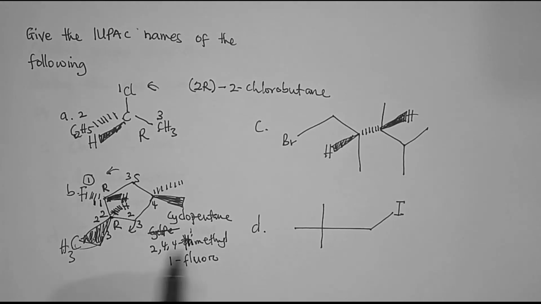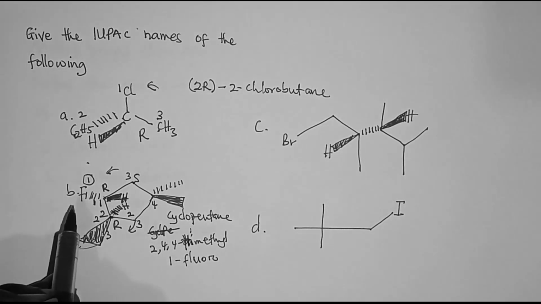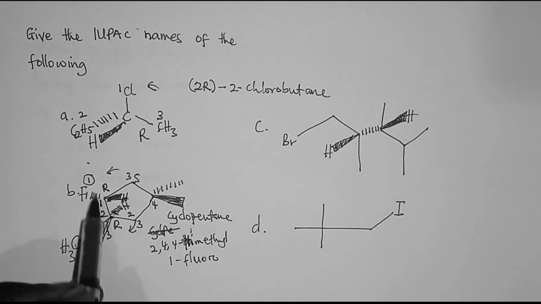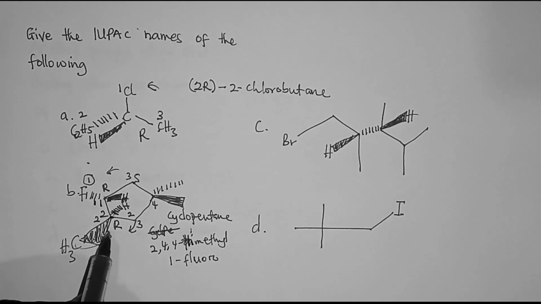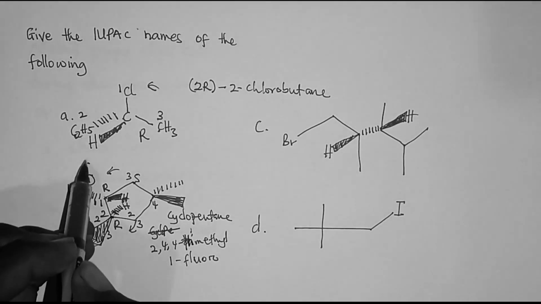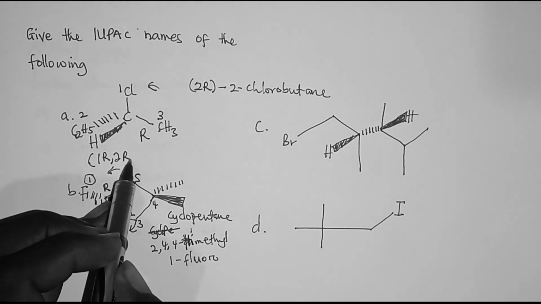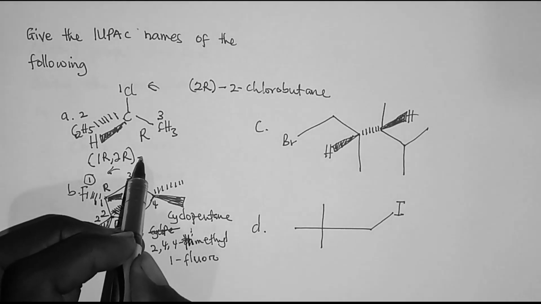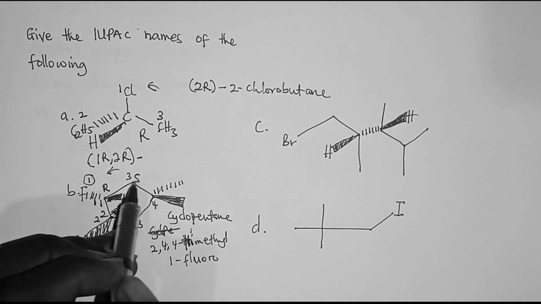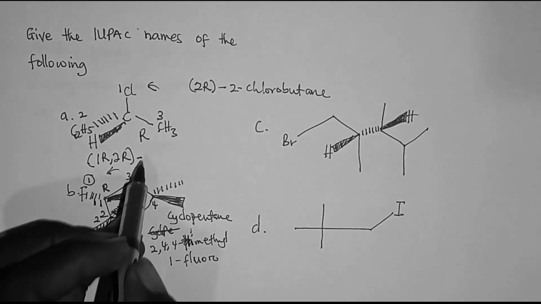Let's write the name. But we need to show the configuration in brackets. So let me write the name on top here. So the configuration, you see that we have 1R and then a 2R. So in bracket, we have 1R, 2R, and then this is 1 fluoro because there's a fluorine group.